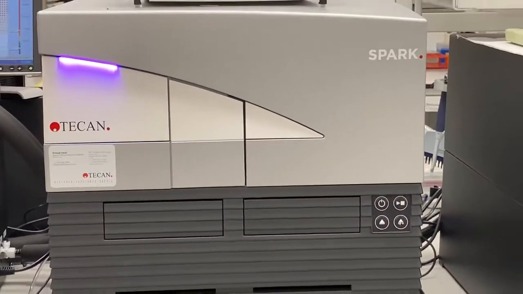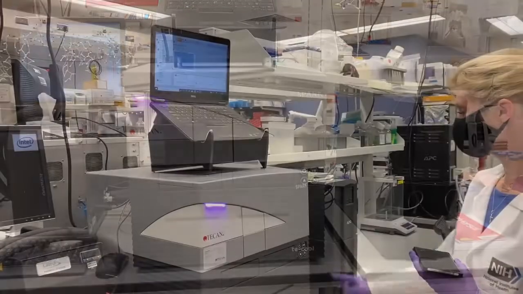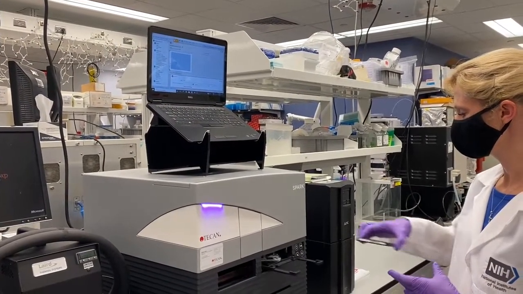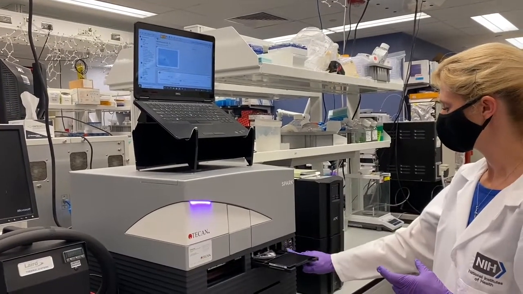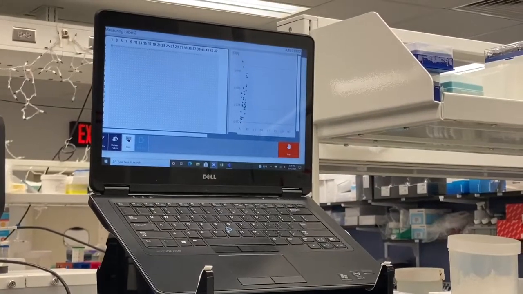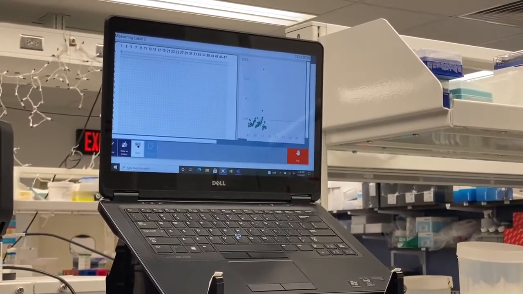The Tecan Spark is the predominant reader for fluorescence, fluorescence polarization, time-resolved fluorescence, and absorbance assays. The advantage to this machine is that it offers both fluorescent filter and monochromator detection settings, with the capability for top and bottom reads across the plate and supplying on-the-fly data quantification.